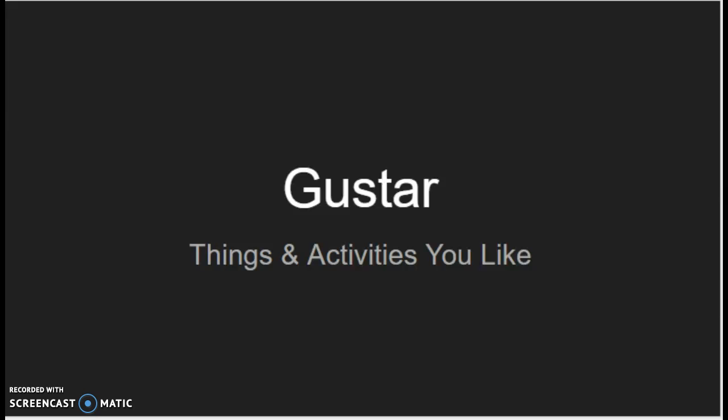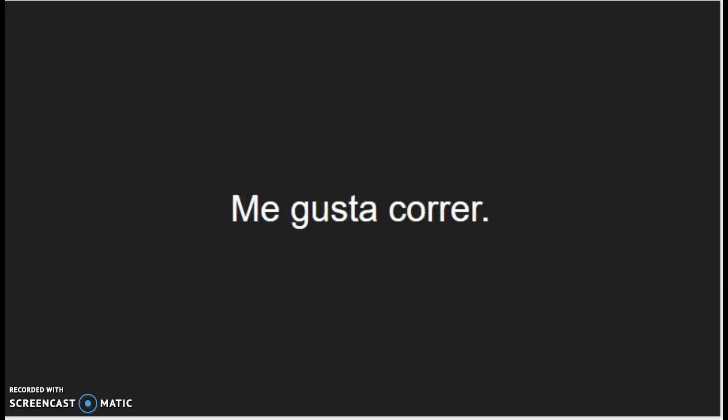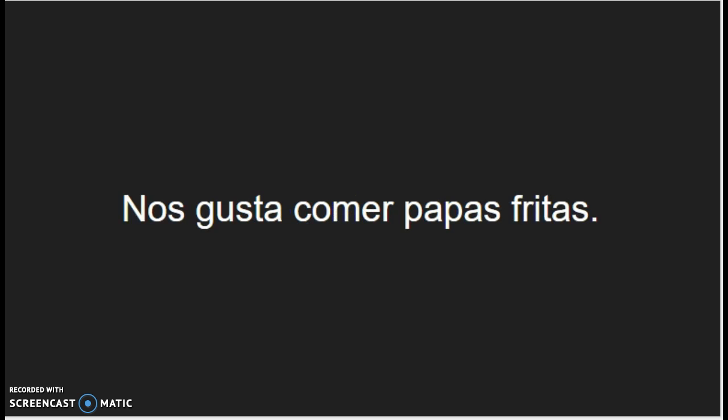Vamos a hablar del verbo gustar hoy. El verbo gustar en inglés se dice to like. So far we've discussed activities that you like to do. Por ejemplo, me gusta correr. Nos gusta comer papas fritas.